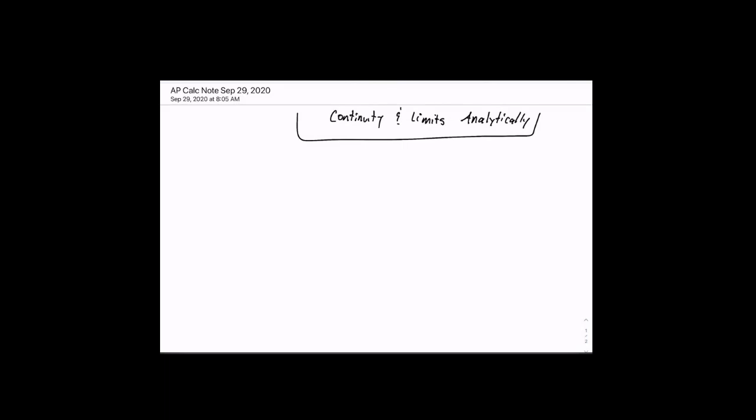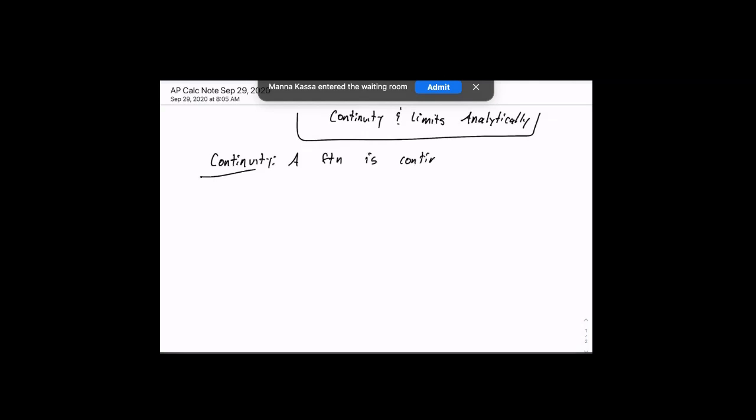Okay, so continuity and limits analytically. So what does it mean for a function to be continuous? For continuity, a function is continuous at a point x equals a if the following is true.